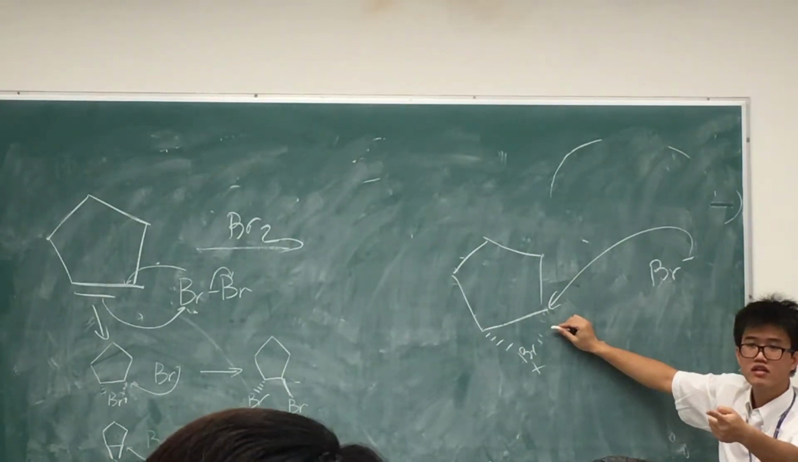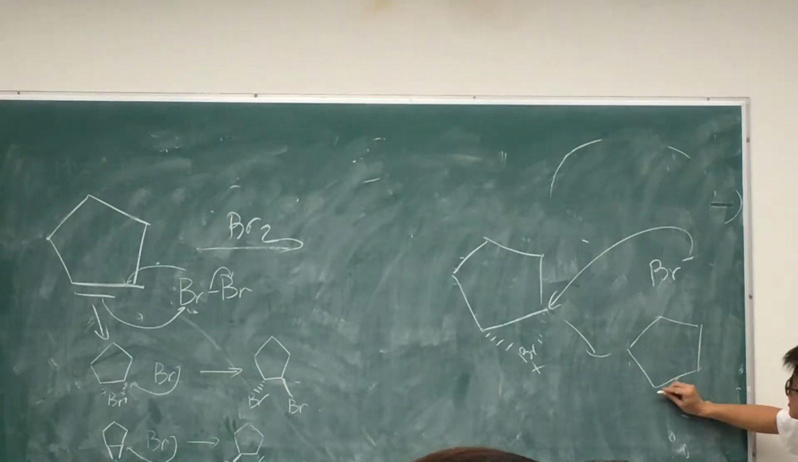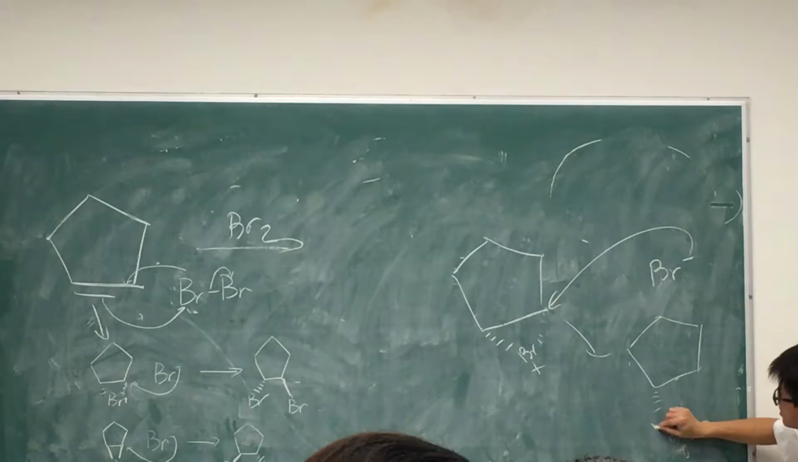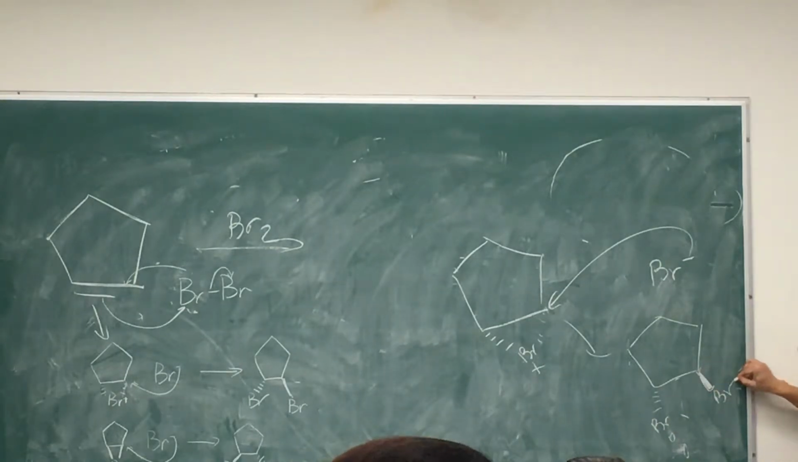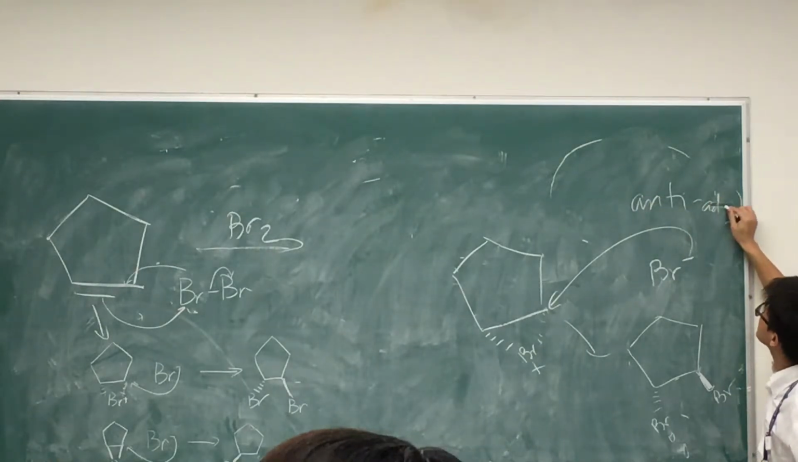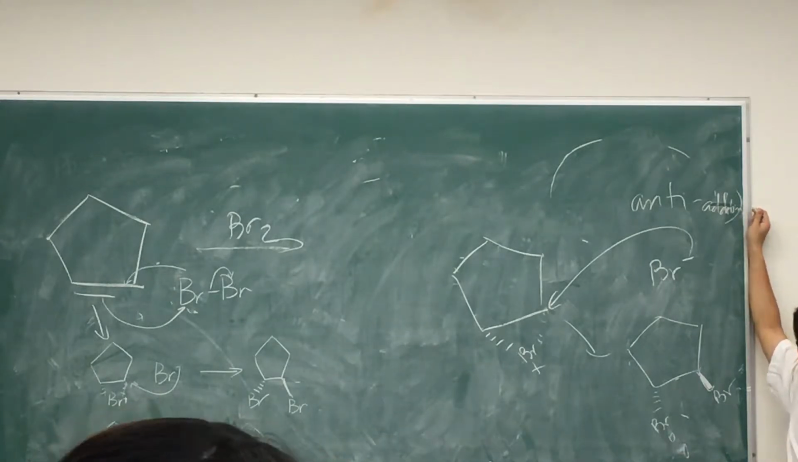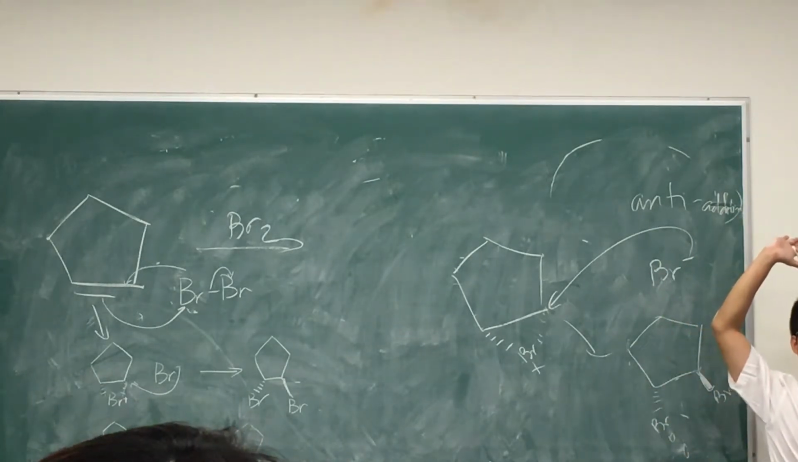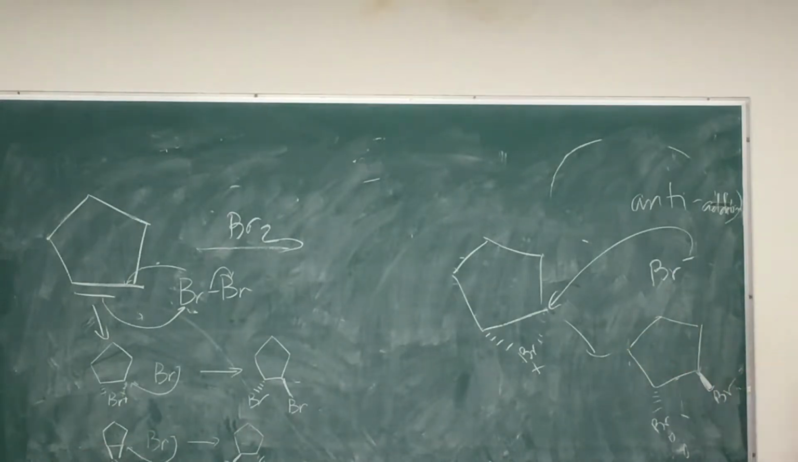Vivian? Front. So the thing I have is always trans, right? We call this one anti-addition. You know why? Because two atoms add to the molecule on different sides. Anti-addition. Good, good, good, good.